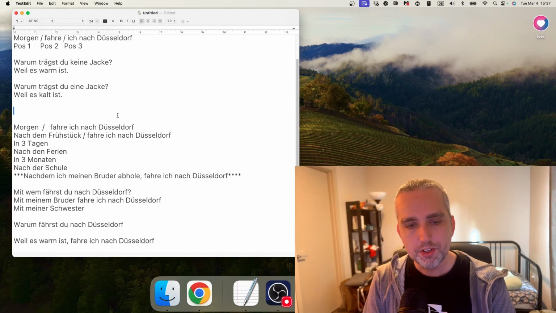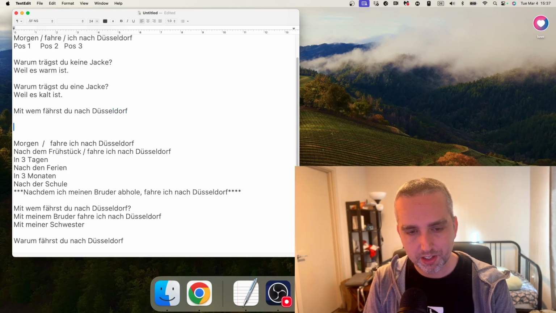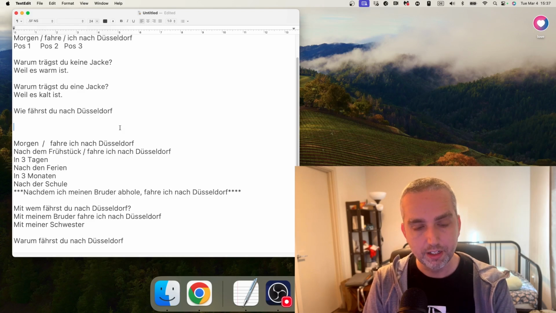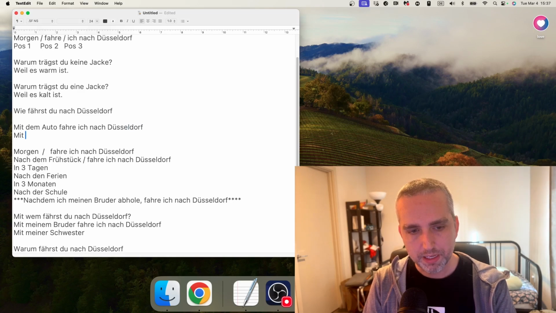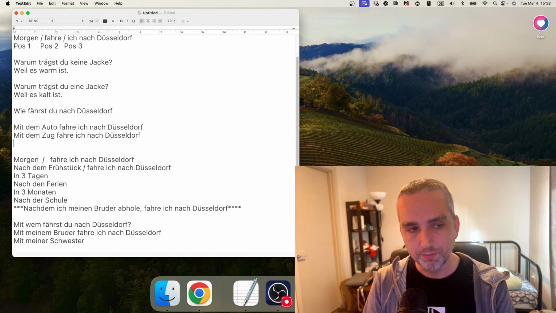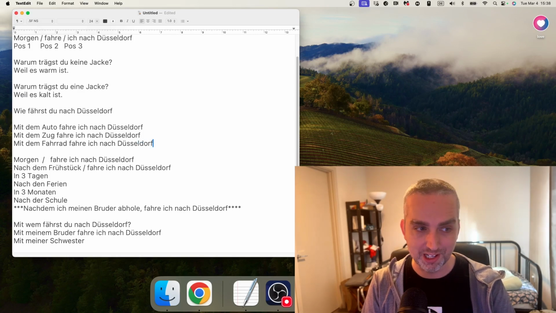As an example here, so mit wem fährst du nach Düsseldorf? We did mit meinem Bruder, mit meiner Schwester. We could have wie fährst du nach Düsseldorf? How are you driving to Düsseldorf? You could say mit dem Auto fahre ich nach Düsseldorf. Mit dem Zug fahre ich nach Düsseldorf. I'm taking the train. I'm driving with the car. You could say mit dem Fahrrad fahre ich nach Düsseldorf. You could take a bike there if it's not too far away.